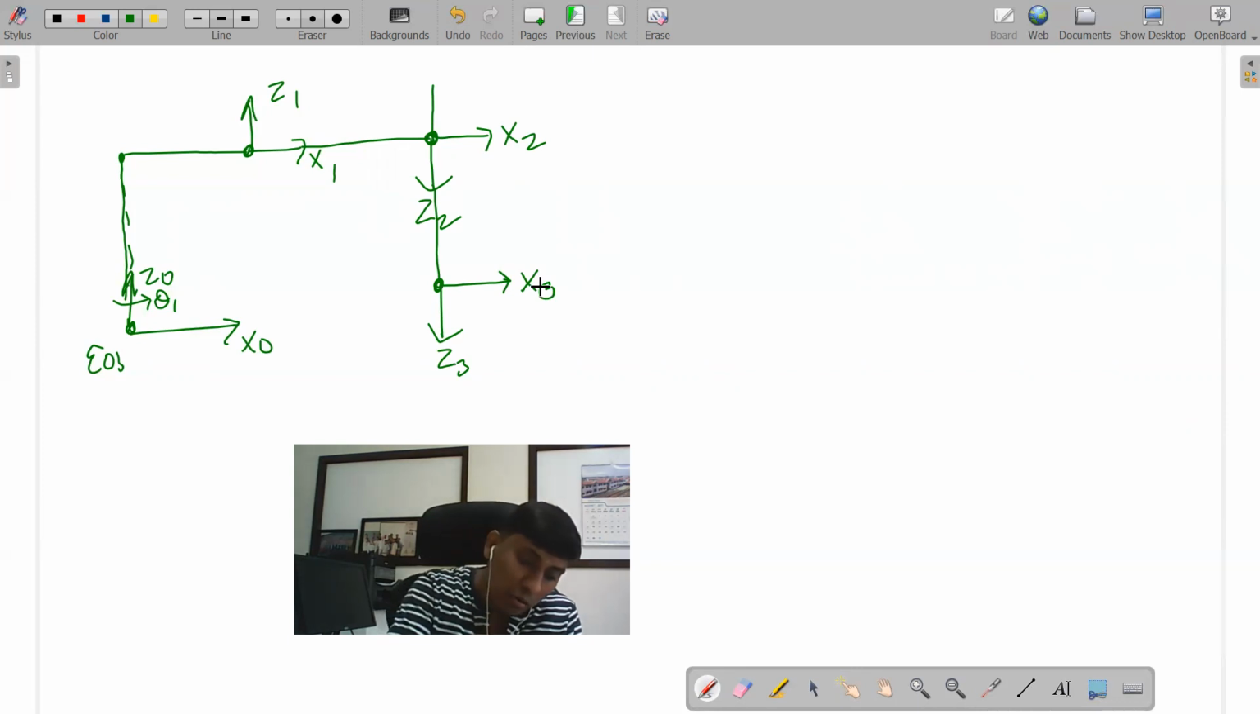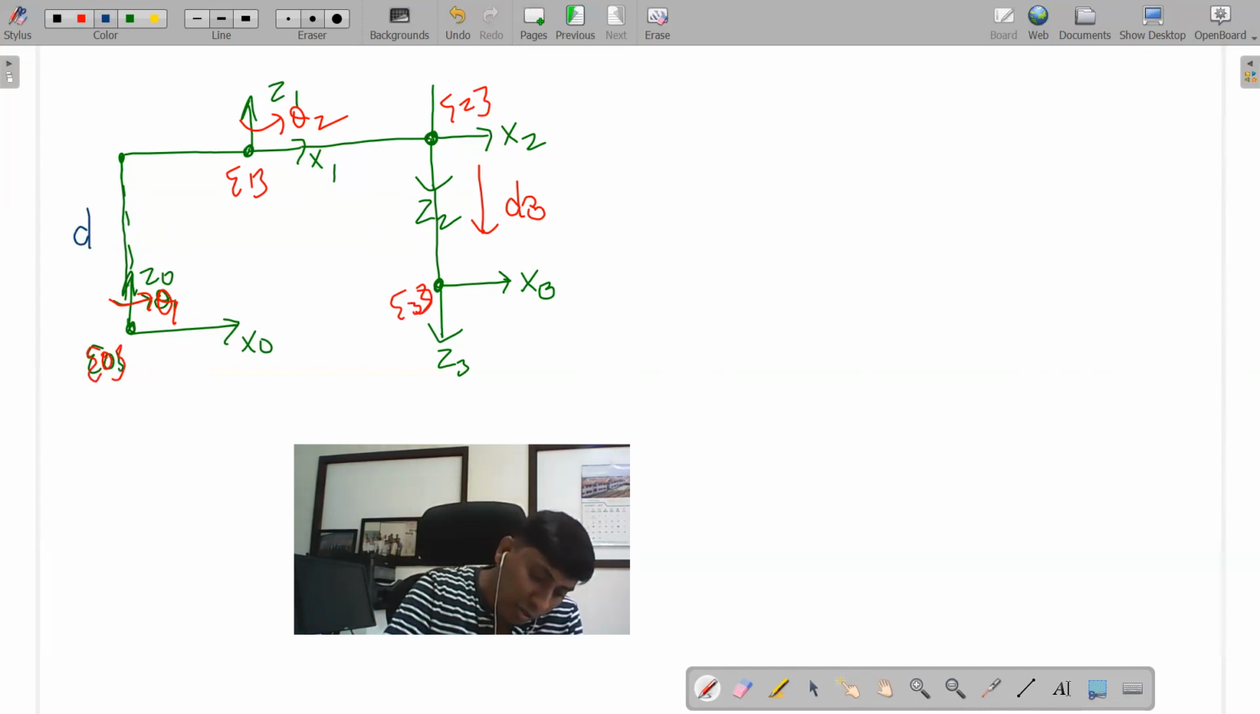Okay. So now what else will come? So this we denote as theta1 as the variable, and this is theta2 as the variable, and this is d3 as the variable, right? What else is there? There are some distances between frames 0 to 1, 2, and 3, right? So I'll write it. Now what I can see is there is one distance d1, then one distance a1, and a2 and d3 are there, right?